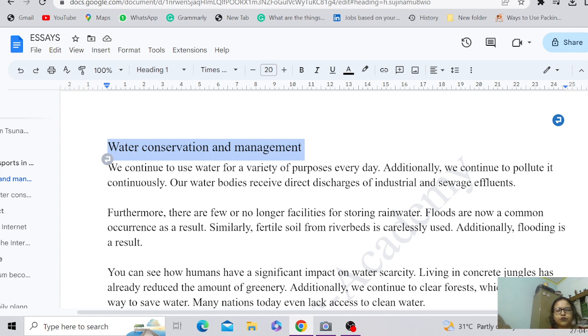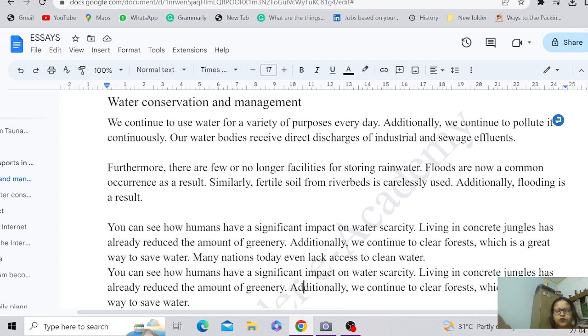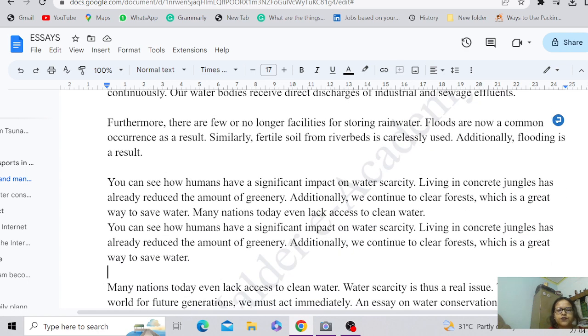We can see now that humans have a significant impact on water scarcity. So humans are actually contributing to water scarcity. There is a limited availability of pure water for drinking and for surviving. Living in concrete jungles has already reduced the amount of greenery. Concrete jungles means that we are deforesting, we are cutting down trees, and as such it has already reduced the amount of greenery.